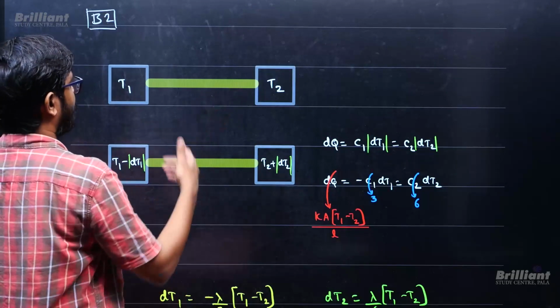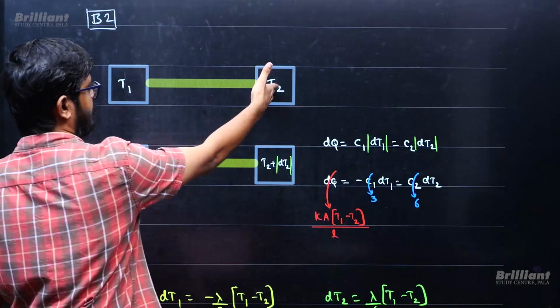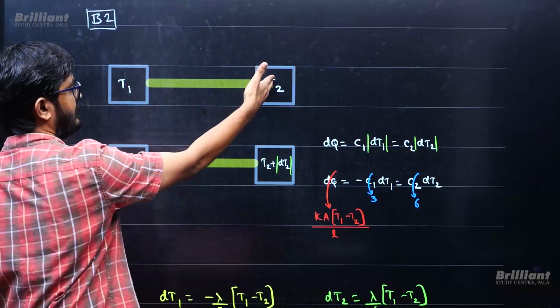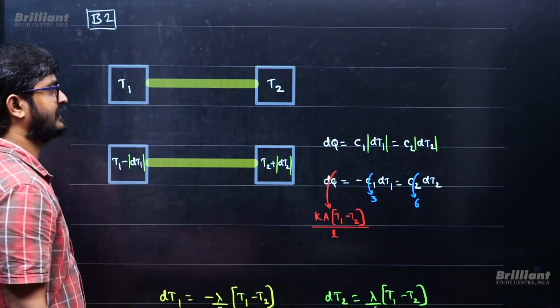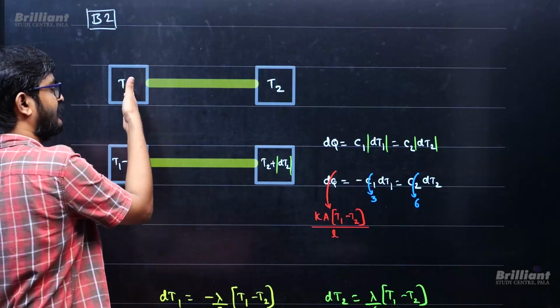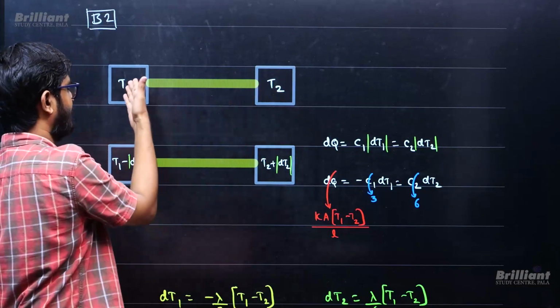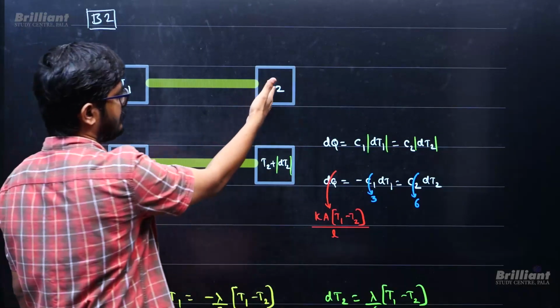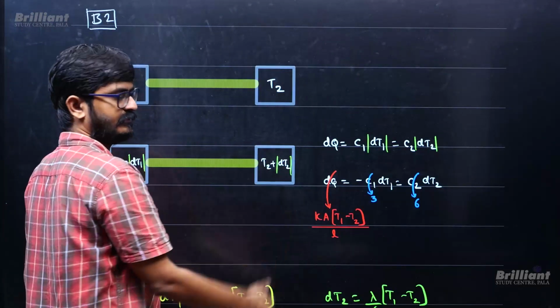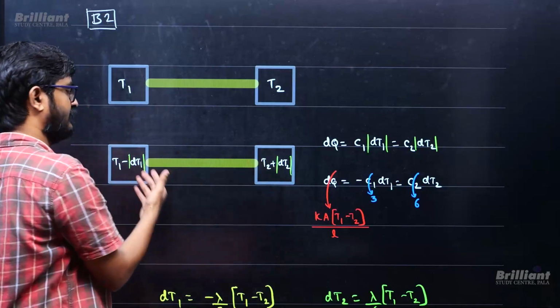So let me say this temperature is high and this temperature is low. Heat will be flowing from here to here, and this temperature will keep changing, this temperature also will keep changing. So when I take some generalized situation, at any time when this temperature is T1 and this temperature is T2, in the later moment this temperature is going to become T1 minus mod dT1, this temperature is going to become T2 plus mod dT2. This is decrement, this is increment.